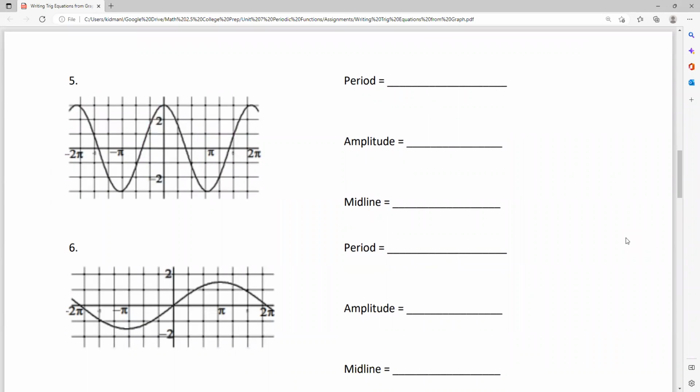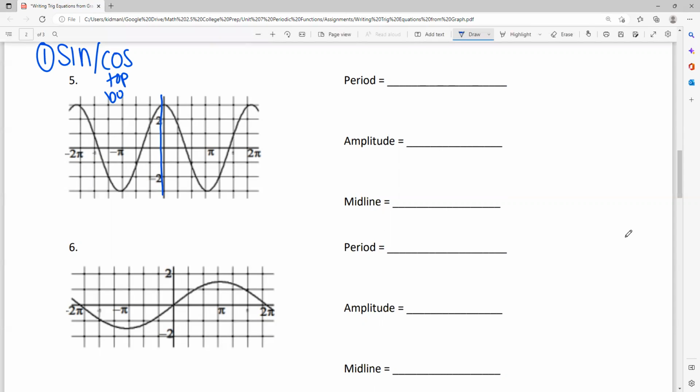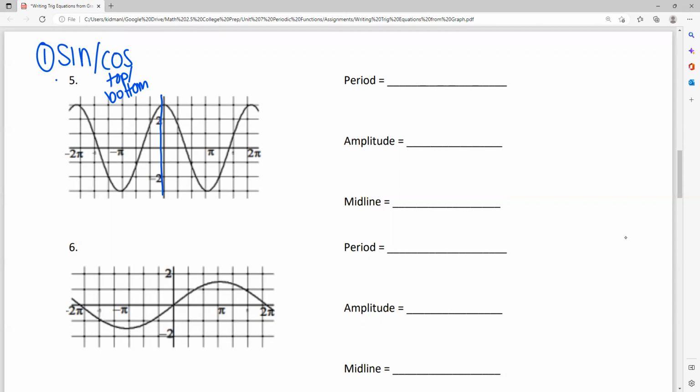Looking at question number 5, in order to find the equations of this, we've got a couple of steps. First, we want to decide, do I have a sine graph or a cosine graph? The easiest way to decide this is to look at the y-axis, that's this line here. If it crosses at the top of the curve, we're going to have a cosine. It can also be at the bottom if it's reflected, but we're not going to be dealing with any of those. A sine graph is always going to cross in the middle along our y-axis. So in this case, looking at our problem, we have a cosine graph.